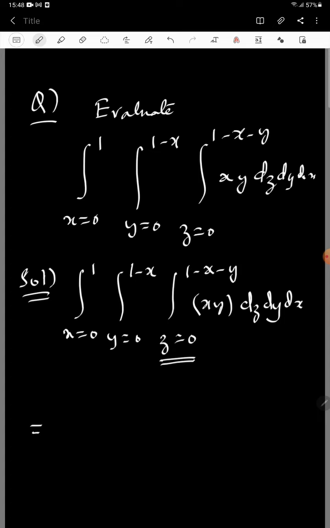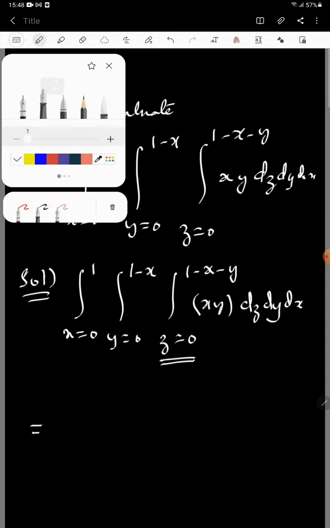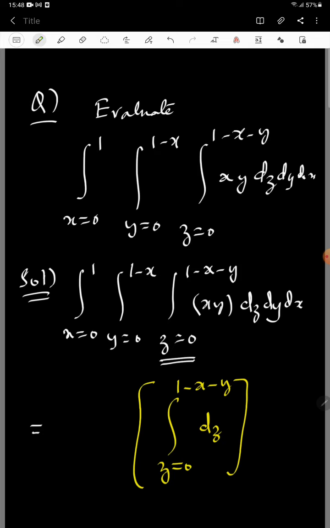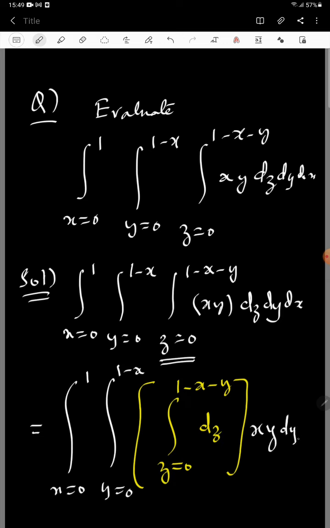So what I now do is that the inside integral, I'll take with a different color now: integral z is equal to 0 to 1 minus x minus y with dz. This integral is inside, and the covering integrals outside are as they are, x is equal to 0 to 1 and y is equal to 0 to 1 minus x. Once this yellow integral is calculated, afterwards we will multiply with x into y and do the integration first with respect to y and then with respect to x.